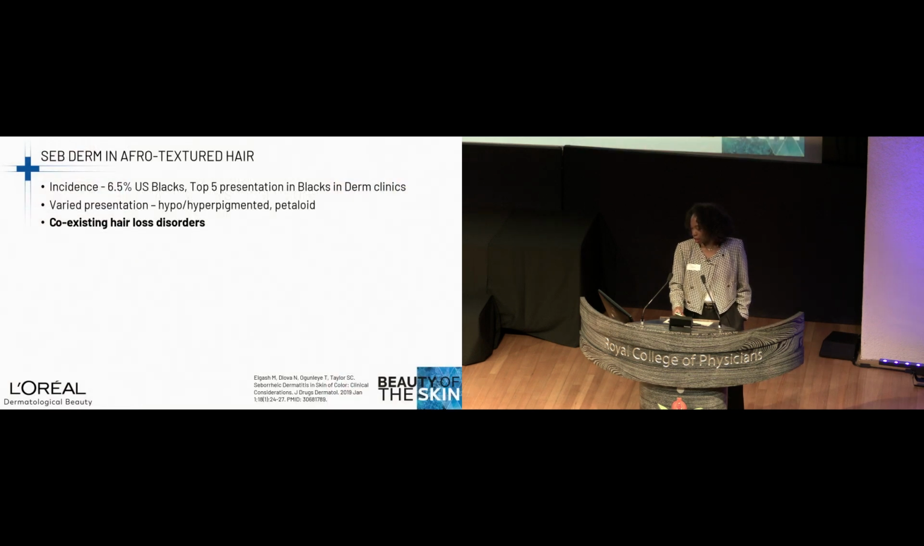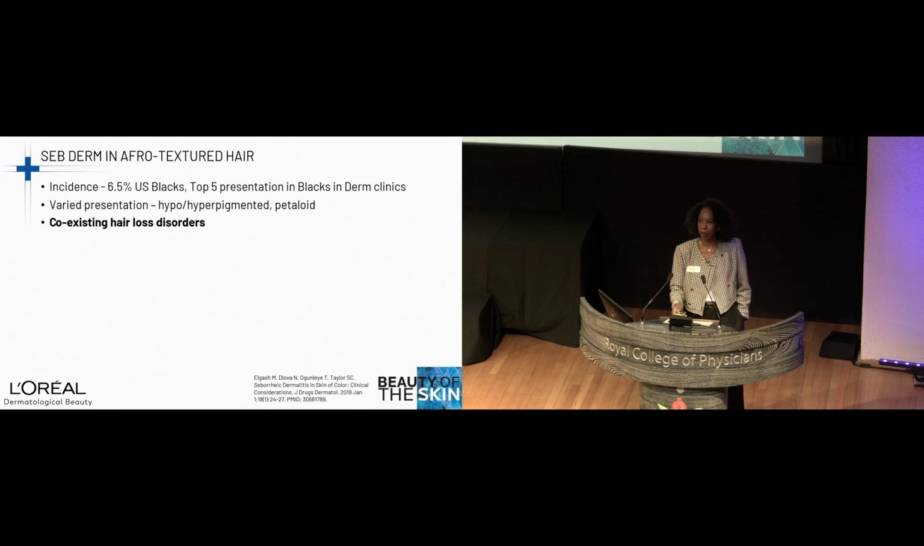Okay, so seborrheic dermatitis in Afro-textured hair, this is US data. Incidence, I suspect it's more, but this paper stated 6.5%. Definitely, without a doubt, a top 5 presentation in blacks in clinics. My clinic is predominantly black people or people of color, and I see it all day, every day.